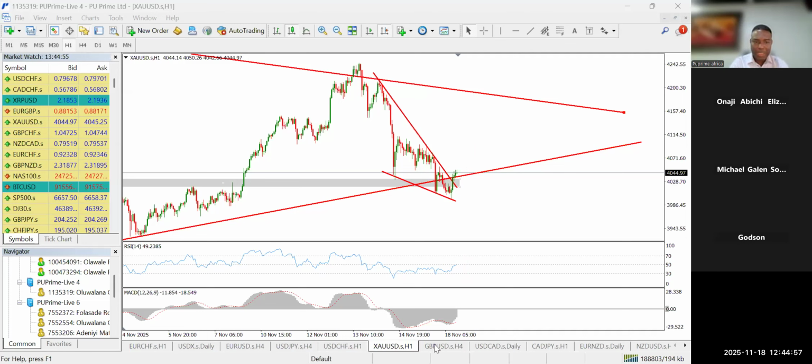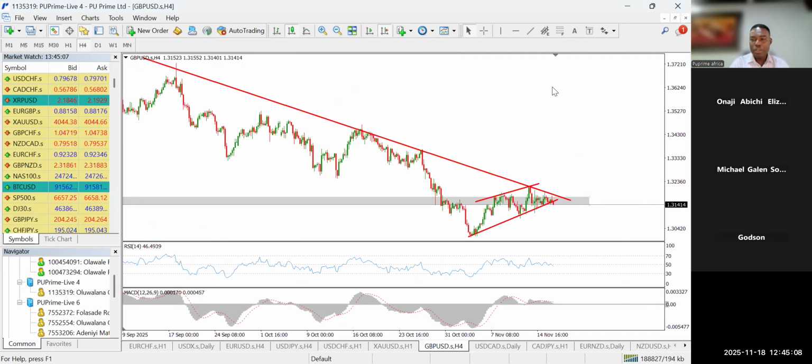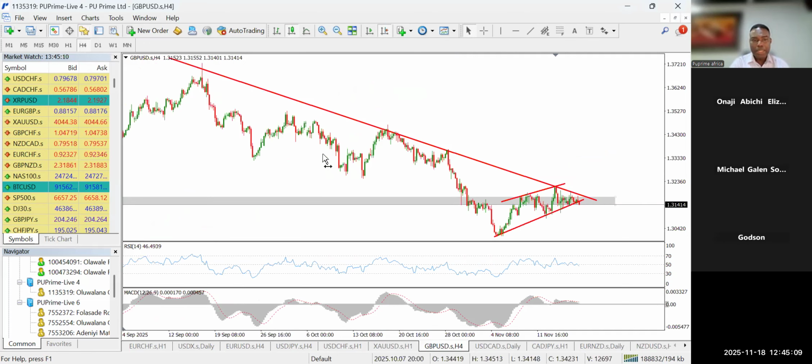Next, I'll look at, okay, this one I didn't mention yesterday, but it's a lot clearer now, and that is the GBP USD. This is a new setup. I'm bearish on the GBP USD. And these are my reasons for that. I'll start from the daily time frame. On the daily time frame, we can see that price is trending lower on the GBP USD.